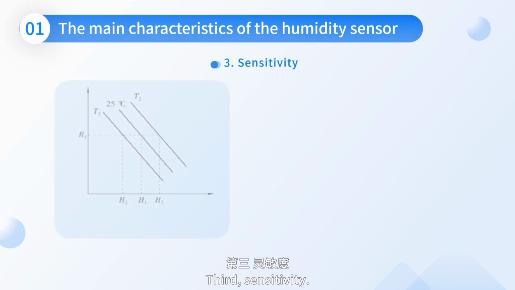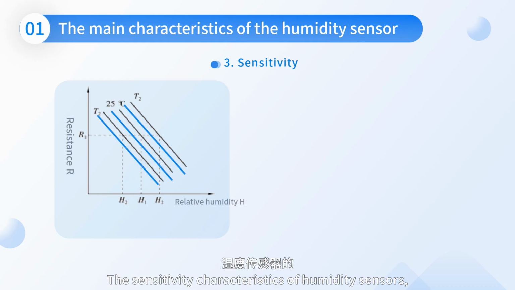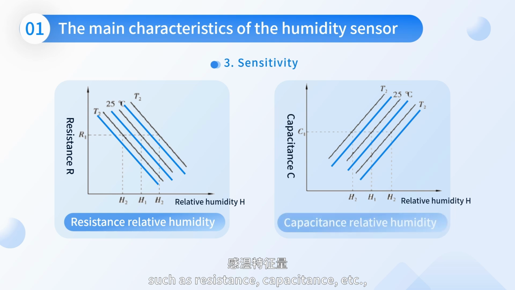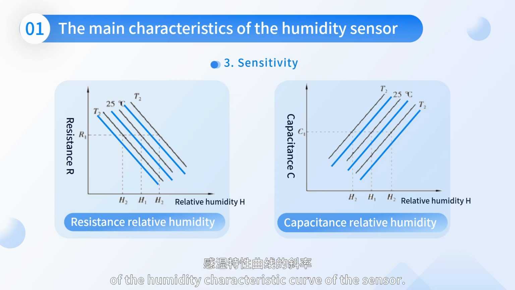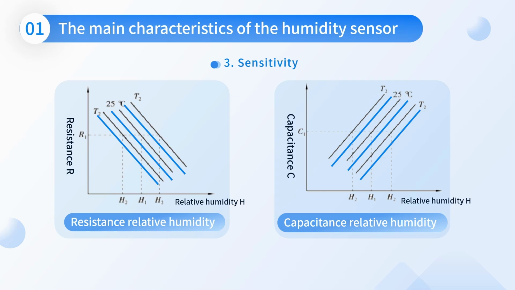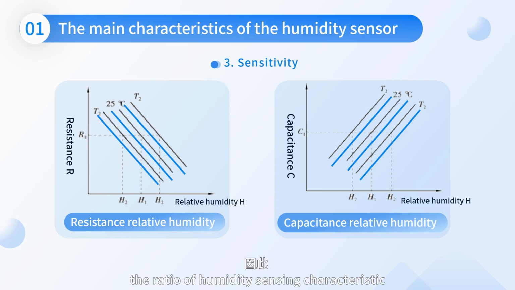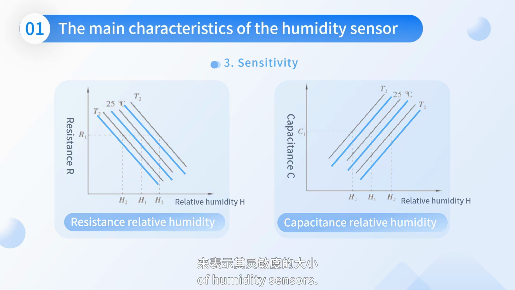Third, sensitivity. The sensitivity characteristics of humidity sensors, such as resistance, capacitance, etc., represent the degree of change in response to environmental humidity. These changes also correspond to the slope of the humidity characteristic curve of the sensor. Because the humidity sensing characteristic curves of most humidity sensors are nonlinear, the ratio of humidity sensing characteristic quantities in different environments is usually used to express the sensitivity of humidity sensors.